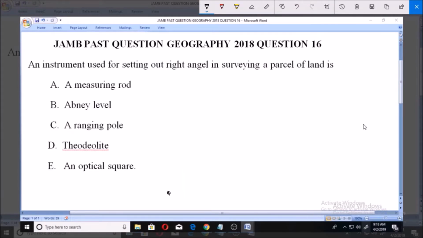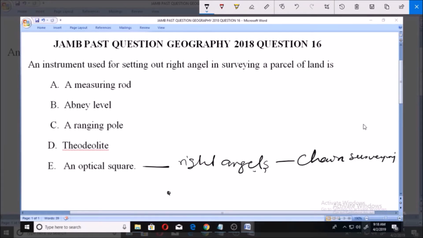Now, with good knowledge of geography, we know that the optical square is the instrument used by surveyors in getting right angles. So we need the optical square for setting out a right angle. An optical square is used to set out lines at right angles to the main chain line in chain surveying. Whenever you're talking about lines that are at right angles, that's what you use.